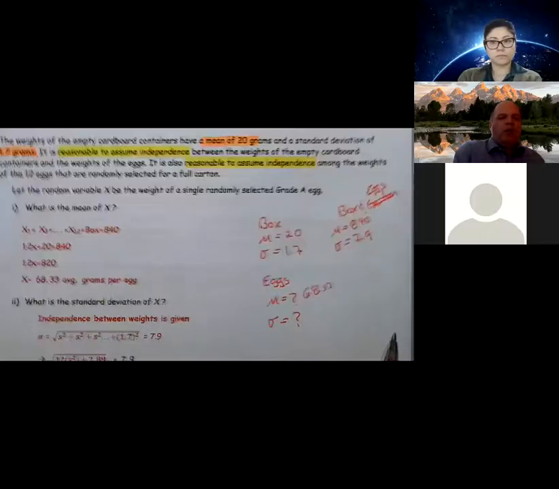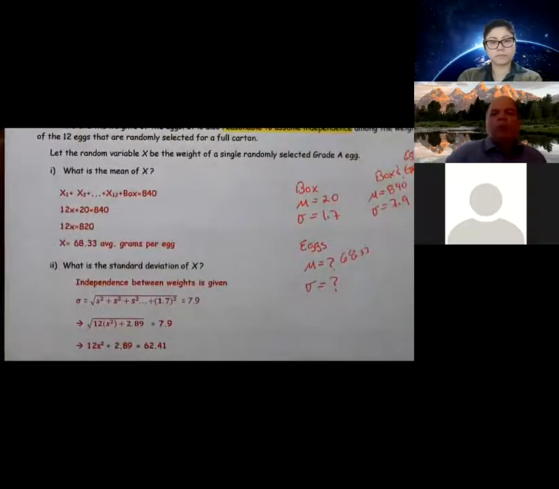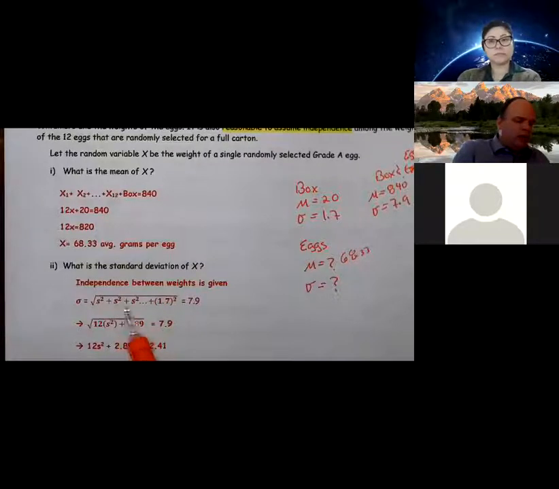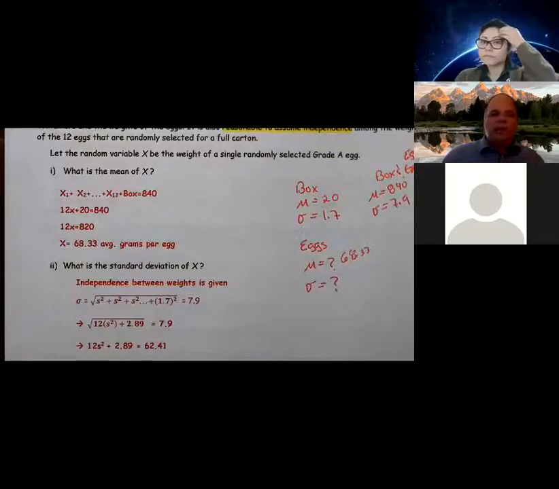Well, at this point, remember, we can't add standard deviations directly. We have to convert them to variances, sum them, then we take the square root to find the individual. Well, we know we have egg 1, egg 2, egg 3, and then we have the carton. So they've all been squared and converted to variances, and then we take the square root of that total, and that gives us the standard deviation that they gave us in the stem, of 7.9.